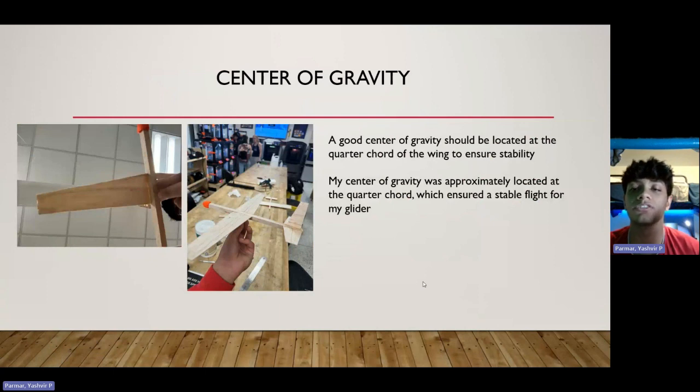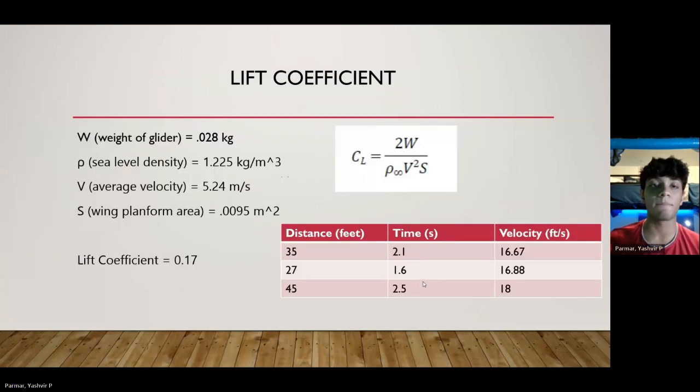For the center of gravity, a good center of gravity should be located at the quarter chord to ensure stability. My center of gravity was located approximately at the quarter chord, if not a little bit behind, so it was still relatively stable. However, in future designs, I could probably fix it to bring it more towards the nose.